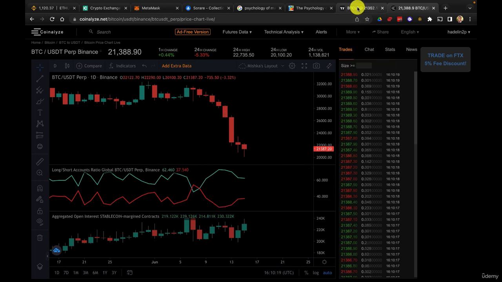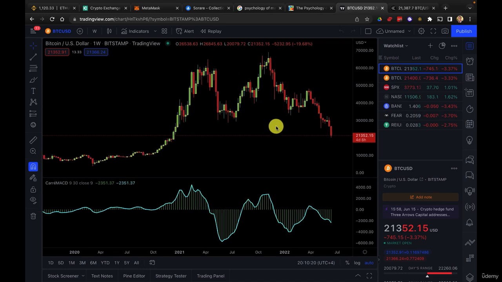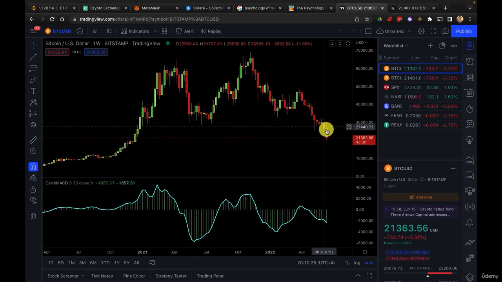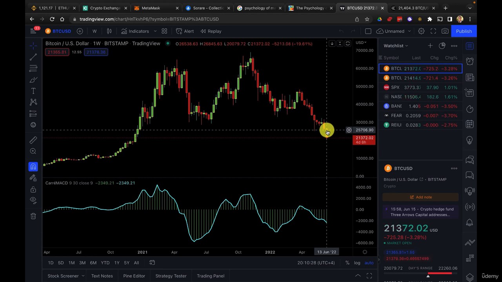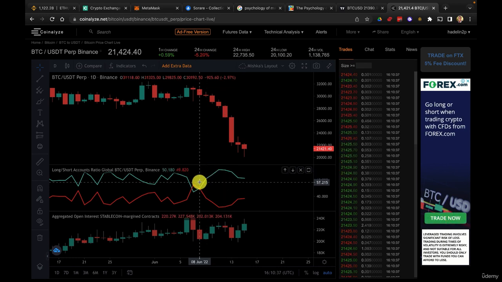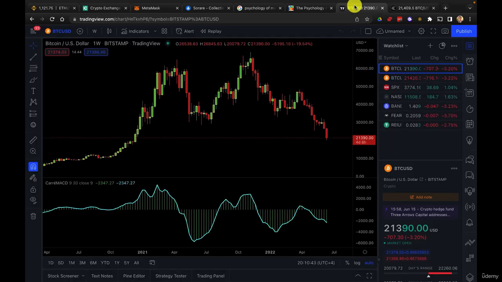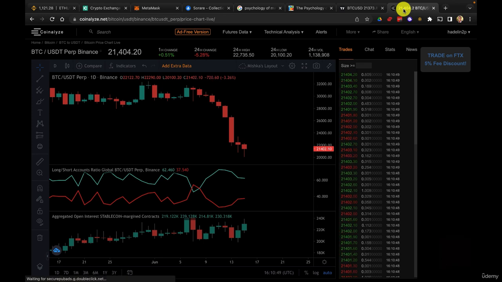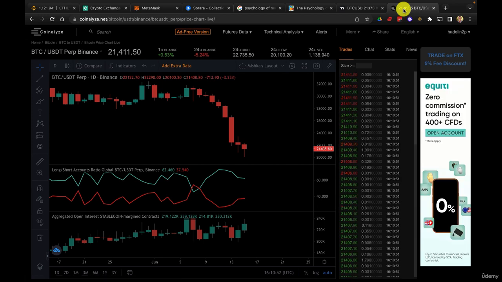So here on TradingView, we see clearly that we are falling. We are in this bear market, in a downward trend. And what happens in the order flow analysis? Well, we see that the long positions are still above the short positions. So that means that people are still buying the dip. And usually when the Bitcoin price is falling but people are still opening more long positions, meaning people are still buying the dip, that means that we don't have a full capitulation yet.